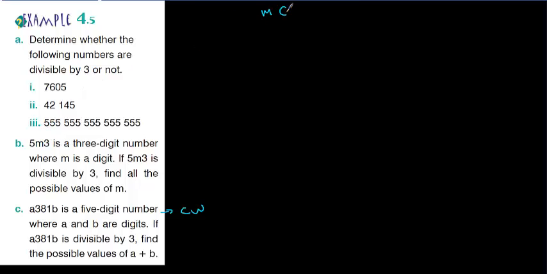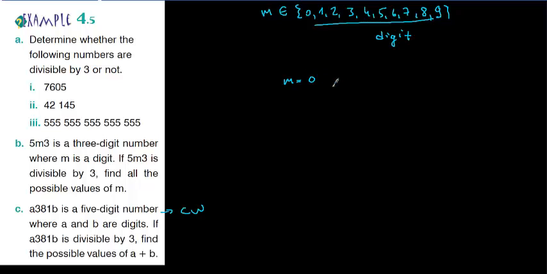So the possible m values are 0, 1, 2, 3, 4, 5, 6, 7, 8, and 9, because all of these are called digits, the numbers that make up numbers. That's why we are going to try to understand which number is divisible by 3. I'm going to try all the numbers one by one: if m is equal to 0, is the number divisible by 3 or not? If m is equal to 1, is the number divisible by 3 or not?